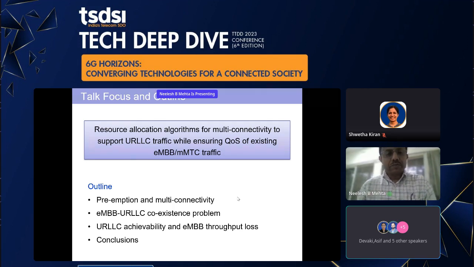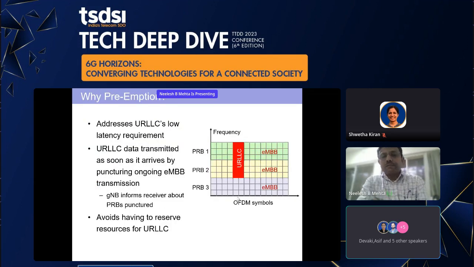Several very nice new problems arise when you study these algorithms. So what I'll do, very quickly in the next few minutes, is do four things. One is go a little bit more into preemption and multi-connectivity so that we understand the trade-offs. Then I'll pose the coexistence problem. No equations, I promise. And then I'll show you two sample results about how effective cellular deployment can be in achieving the targets that URLLC has, and also what sort of implications it has for ongoing traffic, and then I'll summarize. So let me focus a little bit more on preemption and motivate it a little better.